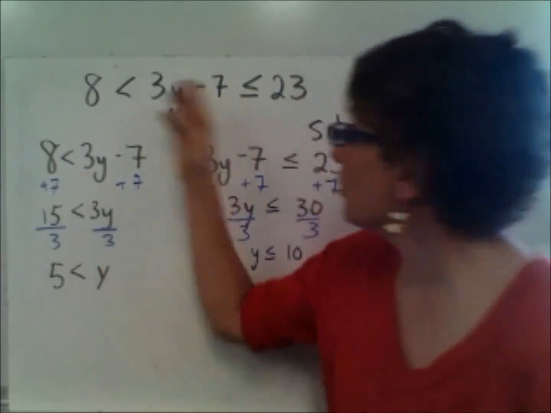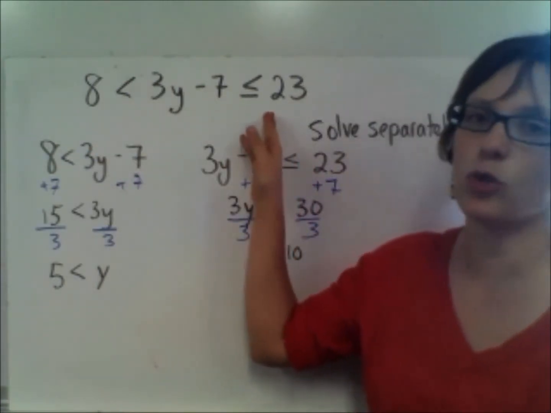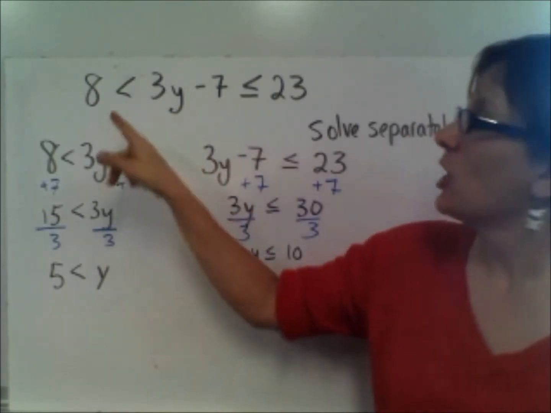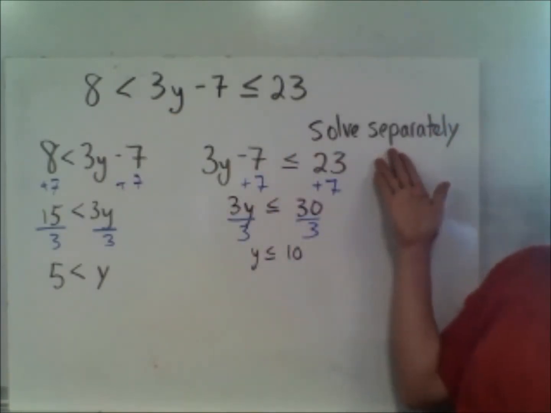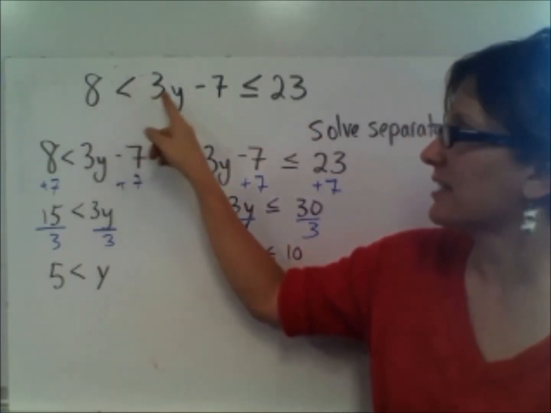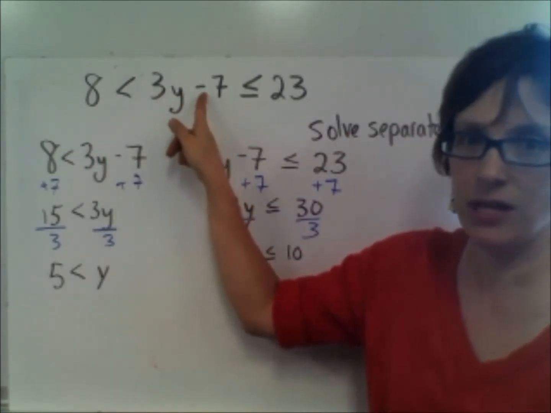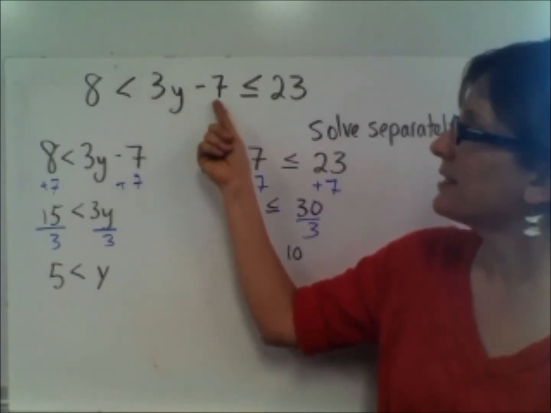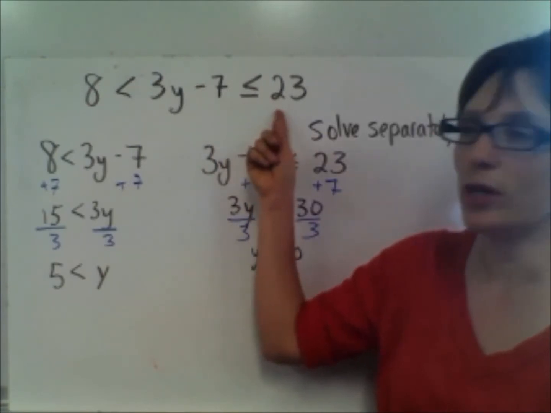So this first example, you don't see any word and or. That means it's an and. The first step is to solve them separately. Write out 8 is less than 3y minus 7. And then take that middle piece and repeat it. 3y minus 7 is less than or equal to 23.